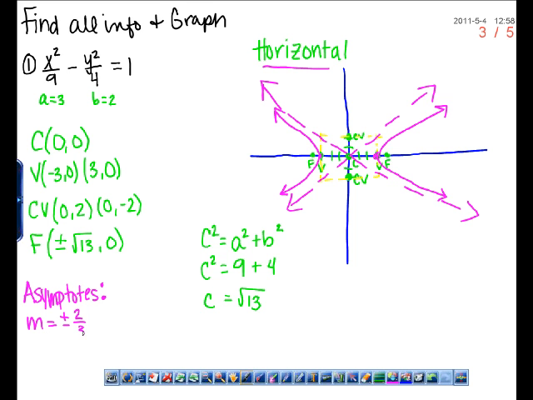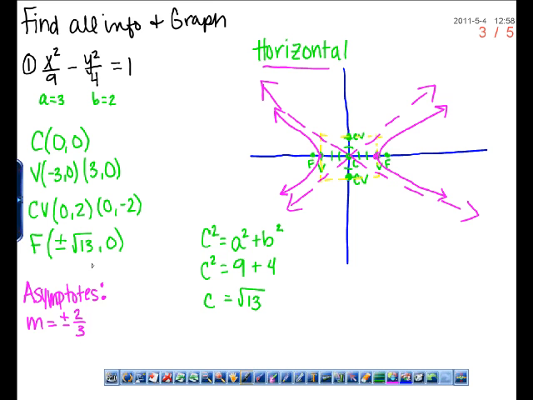Where have you seen those numbers 2 and 3 before? Yeah, it's our A and B. Your slope will always be A over B or B over A. Okay? It'll always be A over B or B over A.